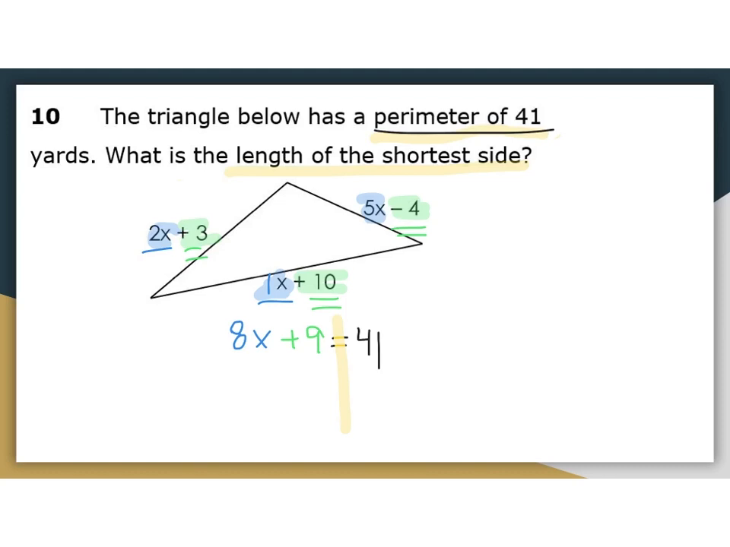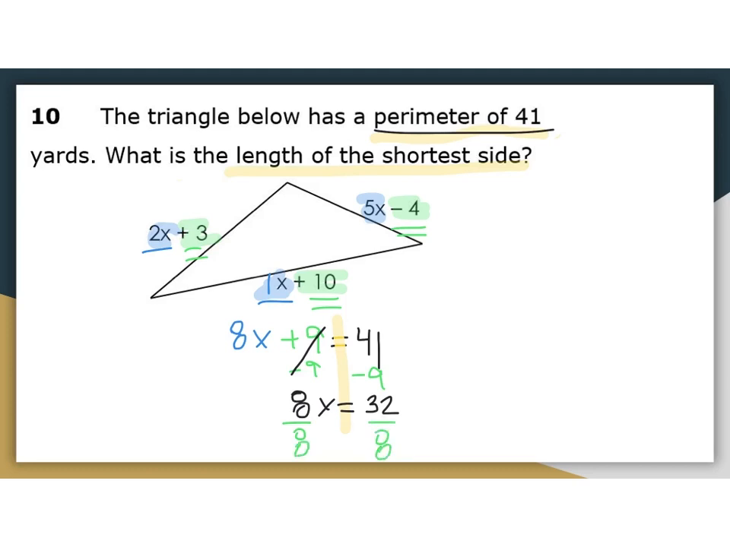The first step is going to be to eliminate the 9 because this is x times 8 plus 9 is 41. So starting with the 9, subtract 9 from both sides. And when we do that, the 9's on the left cancel out, leaving us just with 8x is equal to 41 minus 9 is 32. Our next step is going to be to divide by 8. Everything gets divided by 8.